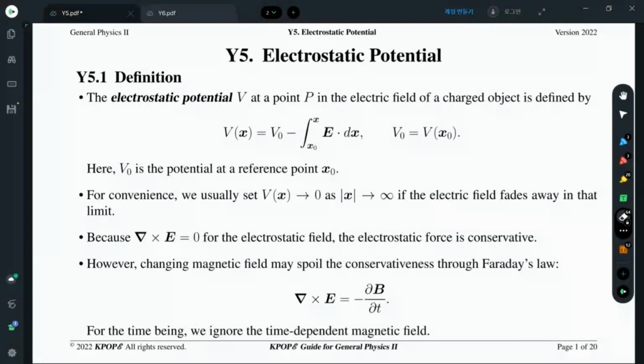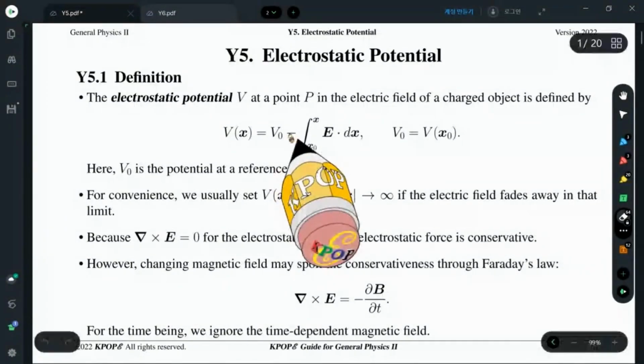Okay, we study electrostatic potential. We learned how to compute the electric field due to a distribution of charges based on the theory of Coulomb force. Today we study electrostatic potential, and just like the gravitational potential we learned last semester, we consider the integration of the electric field and put the negative sign on it.